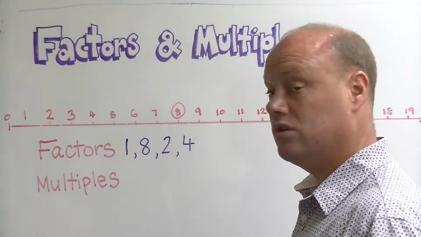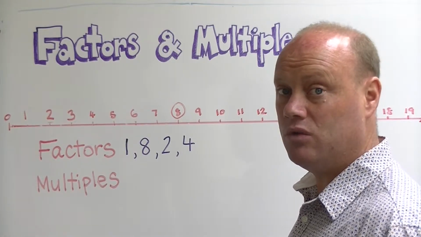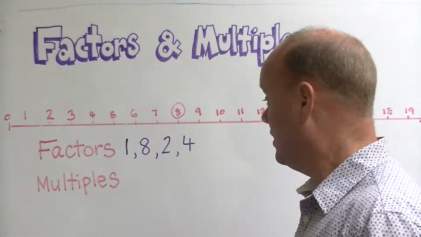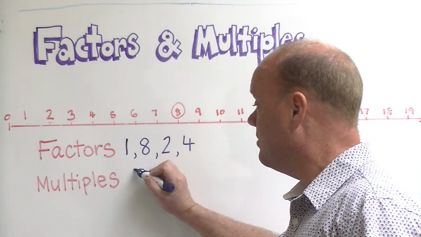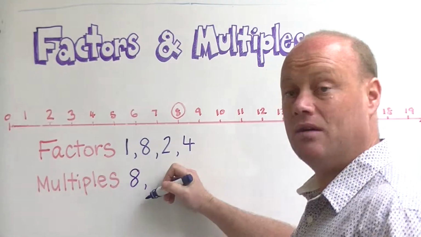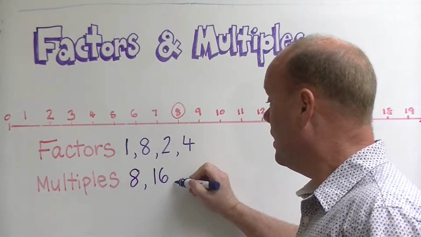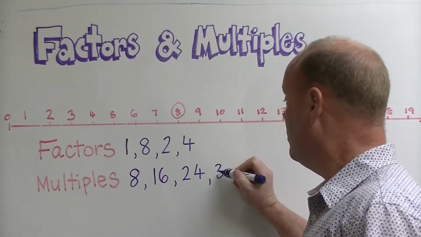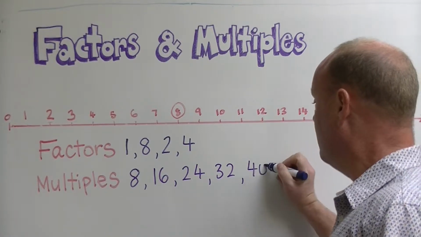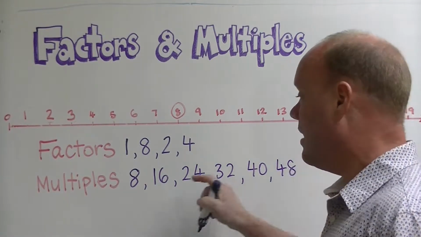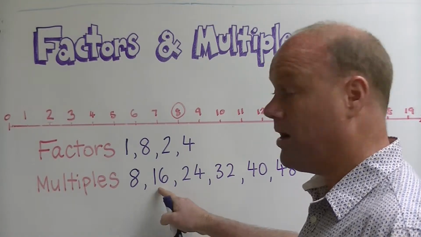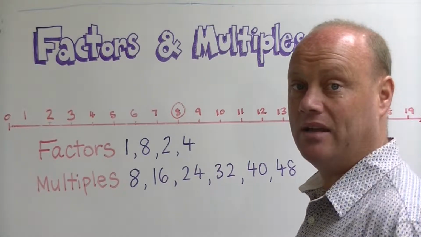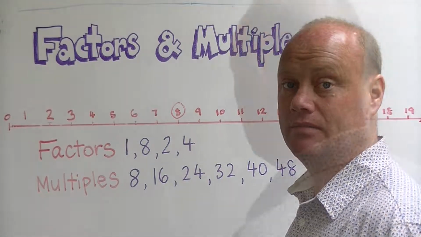Now let's have a look at the multiples of 8. So multiples of 8 are when we take that number and multiply it continuously. So 8 is a multiple of 8, but 8 times 2 is 16, and continuing 24, 32, 40, 48, and because I'm skip counting by 8s, all these numbers are multiples of 8. They are 8 being multiplied.